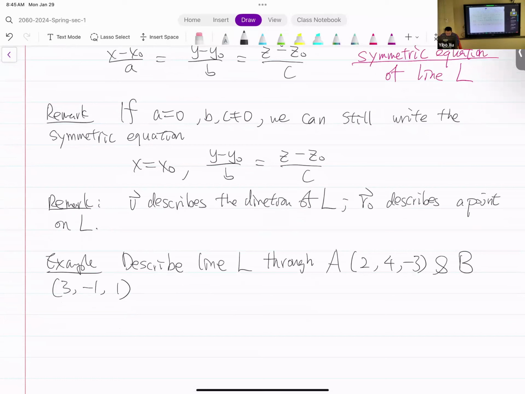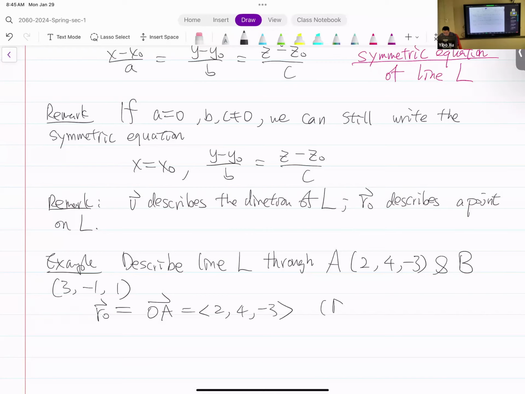Okay. So here we just need to realize that we only need 2 things. One is 1 point on the line, and the other is the direction along the line, right? So R0 we can just pick A or B, whatever you choose. If you choose A, then this is going to be OA, which is the vector form of the point A.